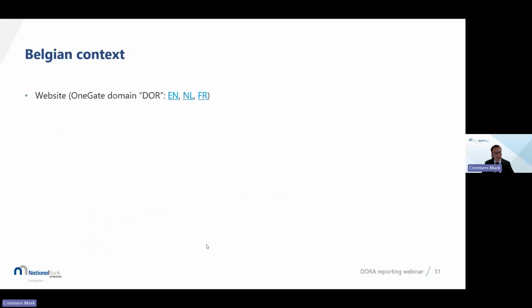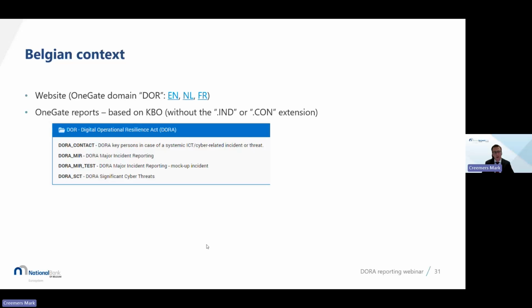Also here, I refer again to the same website. So we have a website for the domain DOR in which you have the two components. You have the Register of Information, and then you have all the other reports that are relevant in the context of the major incident reporting and the significant cyber threats. So we will go through all 4 reports that I show on the screen right now. It is important to highlight here that you can use your company registration number, your KBO, without the extension, because ESMA does not require such an extension. So we simply use the company registration number as you're used to for a number of other reportings.